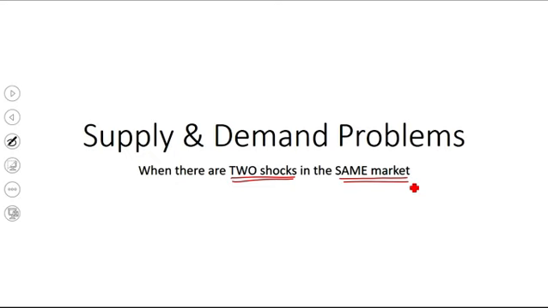You might have been taught differently by another professor if you're repeating Econ 217. But I truly think this is the method that will keep you from making the most careless mistakes. And I'm going to show you why. So let's begin with an example.